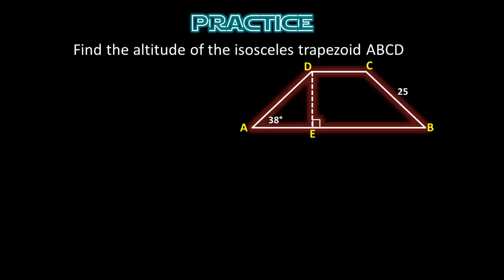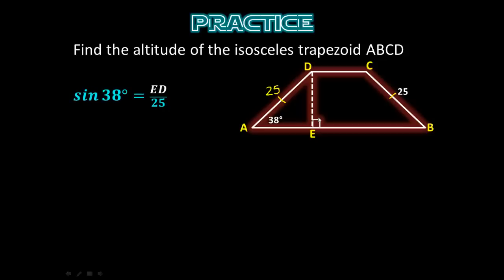We need to find the altitude of the isosceles trapezoid ABCD. So we've got our altitude drawn in here, ED. Remember, it creates a 90-degree angle. And what do we know about an isosceles trapezoid? Well, we know that the legs are congruent. They have the same measure. So if that side is 25, then this side must also be 25. Now we can use trig functions to find out the measure of that altitude.